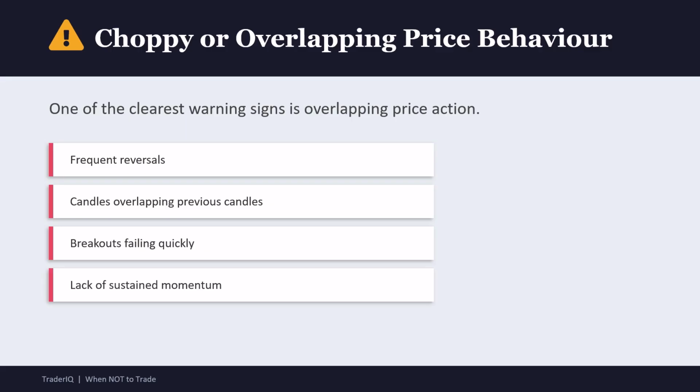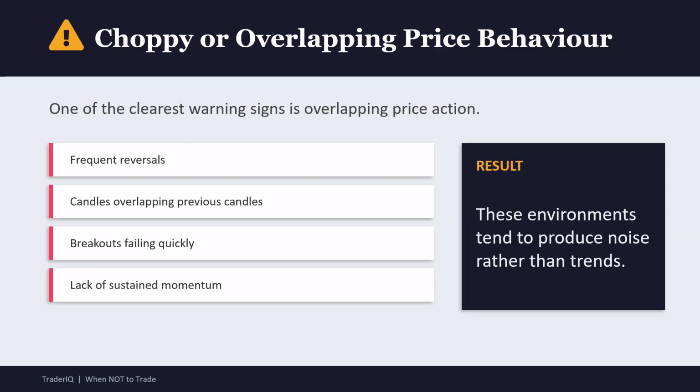And then lack of sustained momentum, of course. If we are trend traders, and many of you are, then momentum is a key thing to keep an eye on. And if we get histogram on a MACD that aren't moving higher and higher and higher, then that's a sign that momentum isn't strong enough, perhaps, to sustain a move. These environments all tend to produce noise rather than trends ultimately.